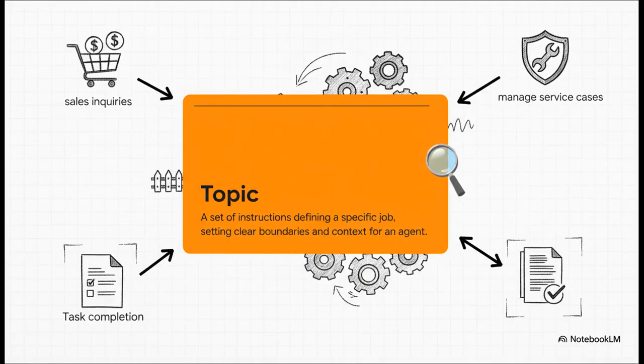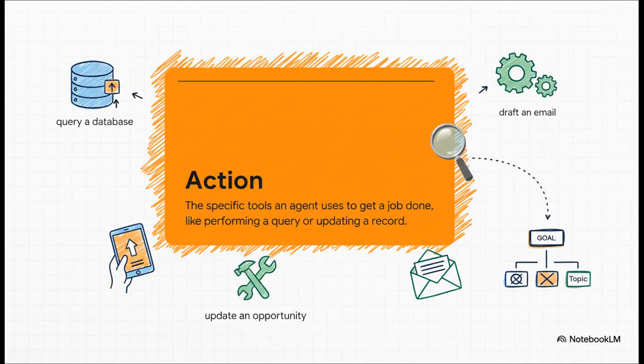Now, an agent can't just run wild. It needs some direction, and that's where topics come in. A topic is basically the agent's job description. It tells the agent what kind of job it can do, like handle sales follow-ups or manage support tickets, and it sets really clear boundaries for its behavior. So how does the agent actually do those jobs? Well, with actions. Think of actions as the specific tools in the agent's toolbox. An action might be something like query a database, update an opportunity, or draft a new email. They're the little functional pieces it uses to complete a goal.